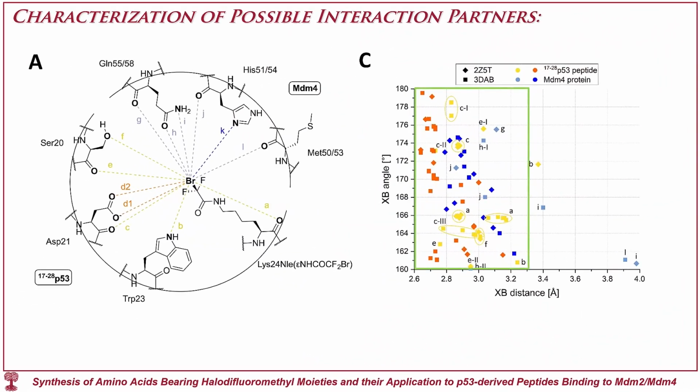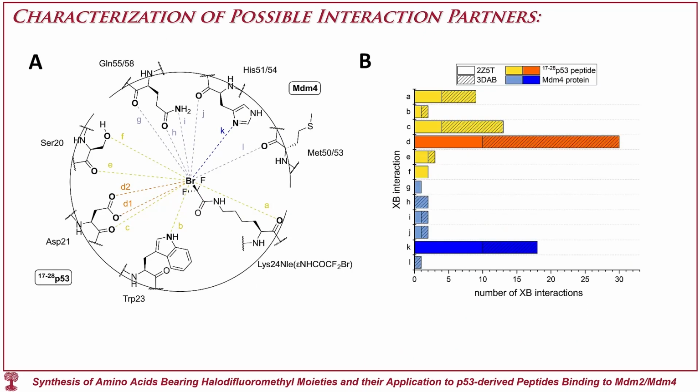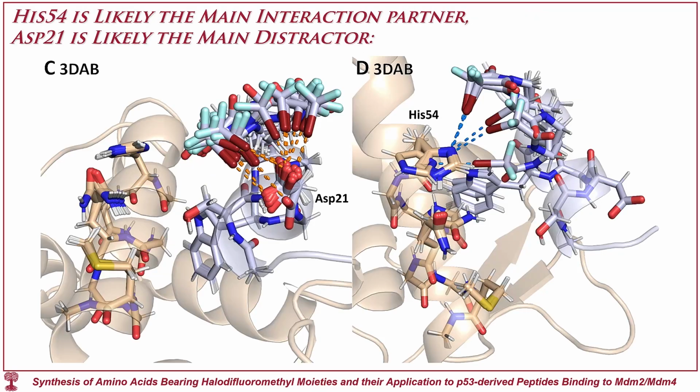Almost all obtained halogen bonding geometries show a very good to excellent halogen bond distance and a good to excellent sigma hole angle. From the statistics, it becomes evident that histidine 54 is the unrivaled most plausible halogen bond acceptor in the Mdmx binding site. However, some intermolecular interactions, particularly with the aspartate in position 21, can be major distractors competing for the halogen bond.